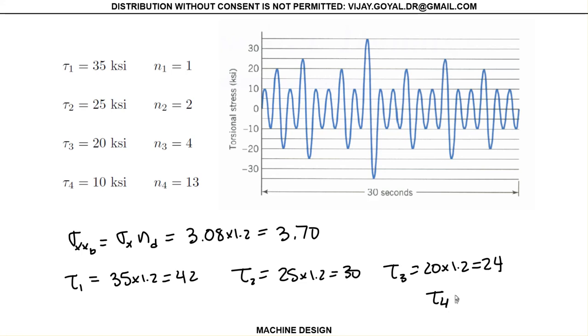Tau 4 is equal to 10 times 1.2, and that gives me 12. So these are the stresses that I'm going to use all the way across. Okay, so as we move on now, what we want to do in the problem is, let me set up for you what your state of stresses will look like in the general case.